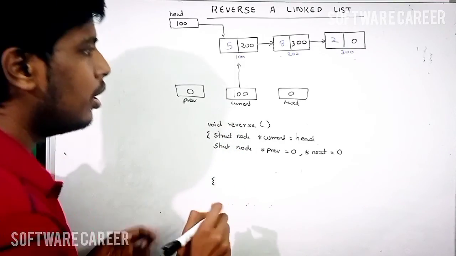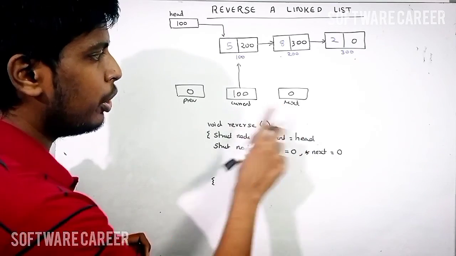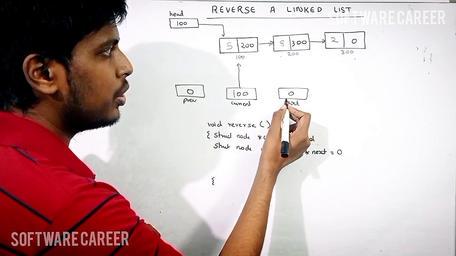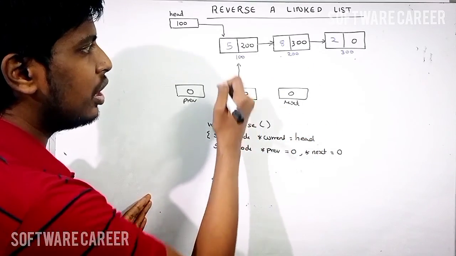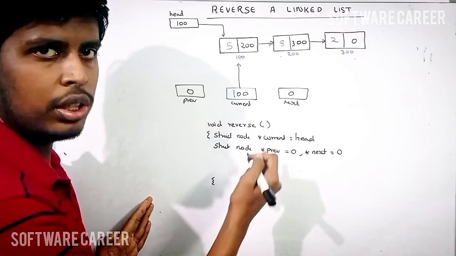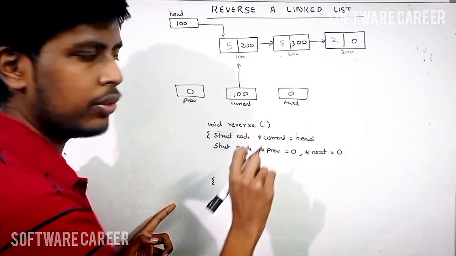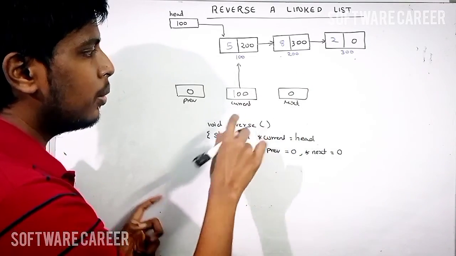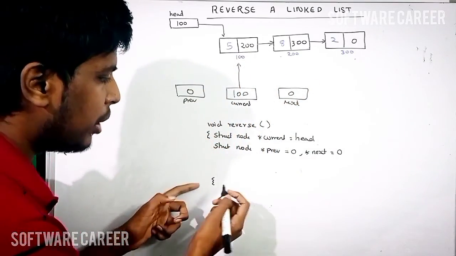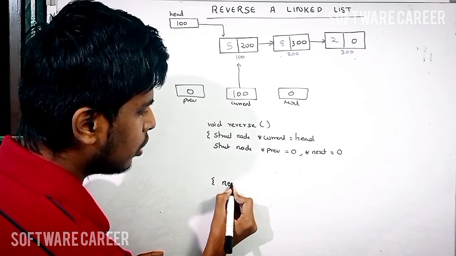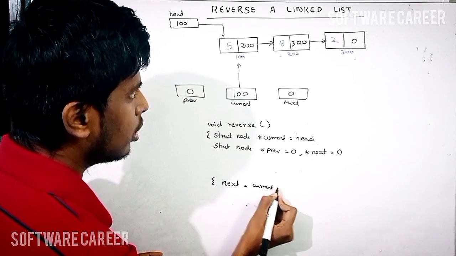The first step is: you have a next pointer, right? It's not pointing to any node. Now the next pointer should point to the second node, that is, the node after current. Current is pointing at the first node, so the next pointer should point at the second node. You should store the address of the second node into this, so 200 should be stored here. How can you get 200? By using current next, because 200 is stored in the pointer part of the first node. So I am writing the code: next equals current next.